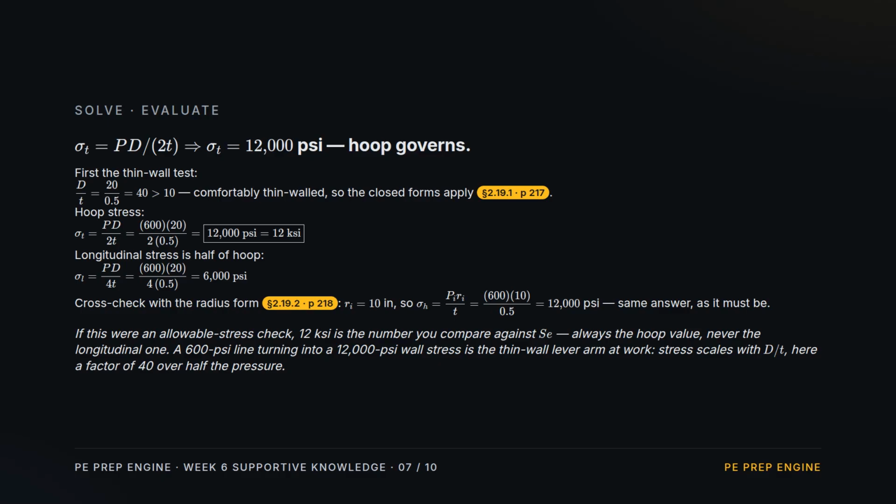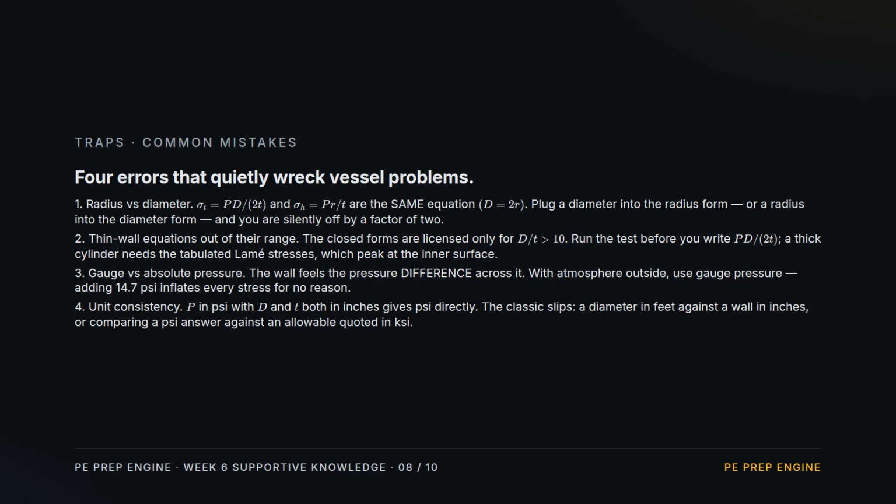Cross-check with the radius form. PR over T with a 10-inch radius gives the same 12,000. Hoop governs. That 12 KSI is the number you would compare against the allowable. Notice the lever arm. A 600 PSI line turns into a 12,000 PSI wall stress because stress scales with D over T. 4 traps. 1.